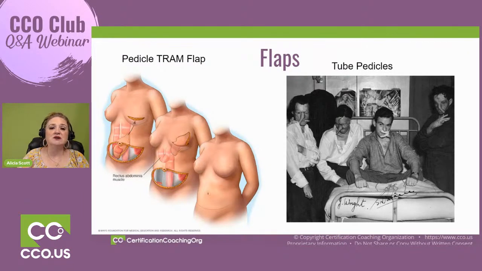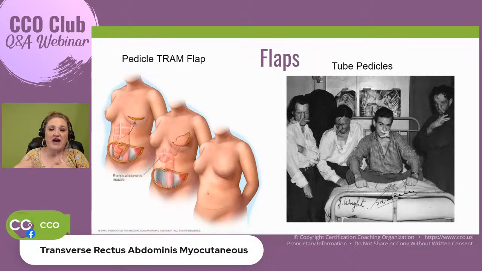This would be your own fat, and there's fat in the breast tissue itself. Oh, transverse rectus abdominis myocutaneous. Thank you. Yeah, I wouldn't have remembered that by myself.